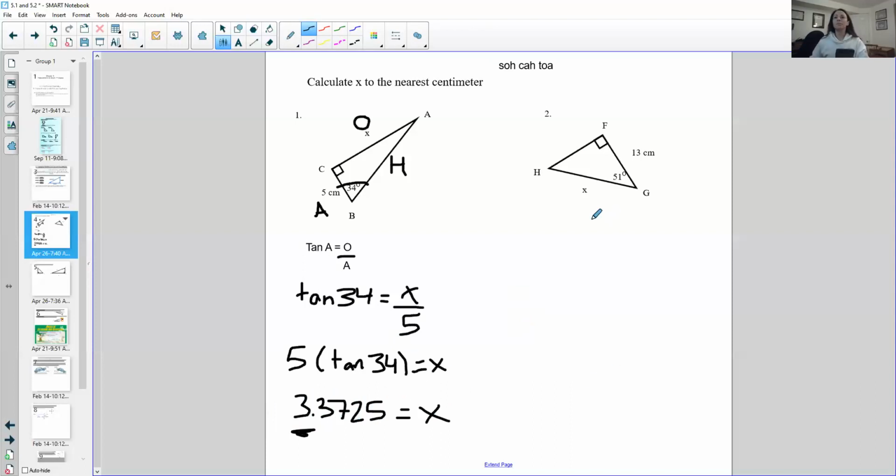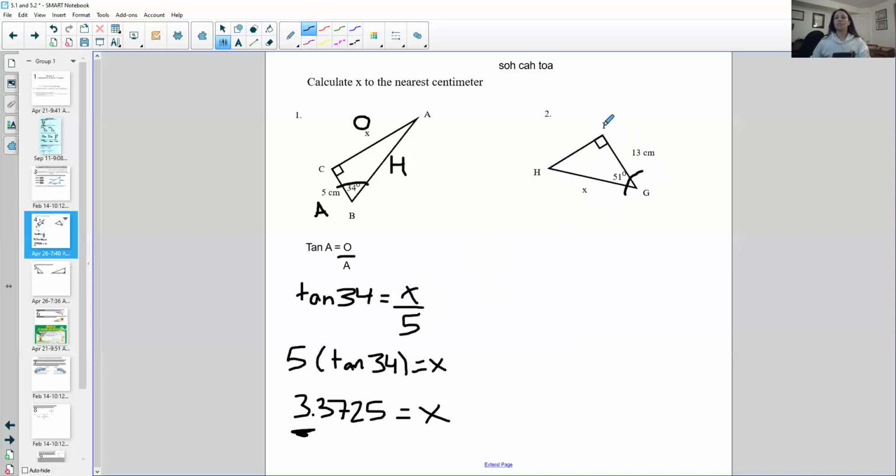Okay, I do want to do one more because I want you to see what happens if my unknown is on the bottom of a fraction. So let's look at example number 2. Here is my angle. This x right here. So if you look at it, here's my 51.